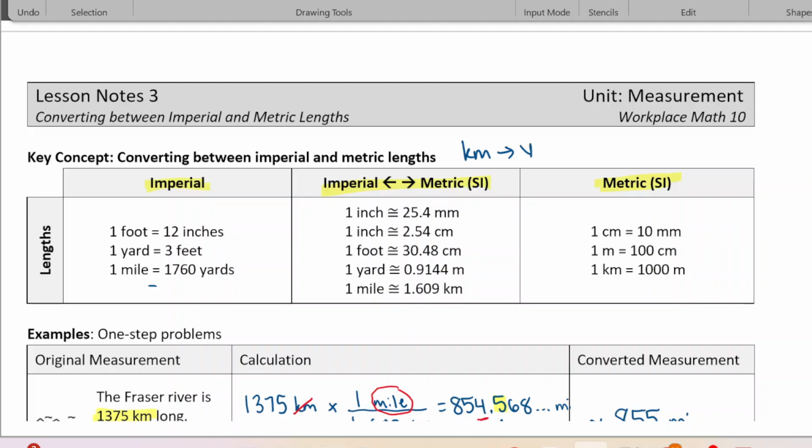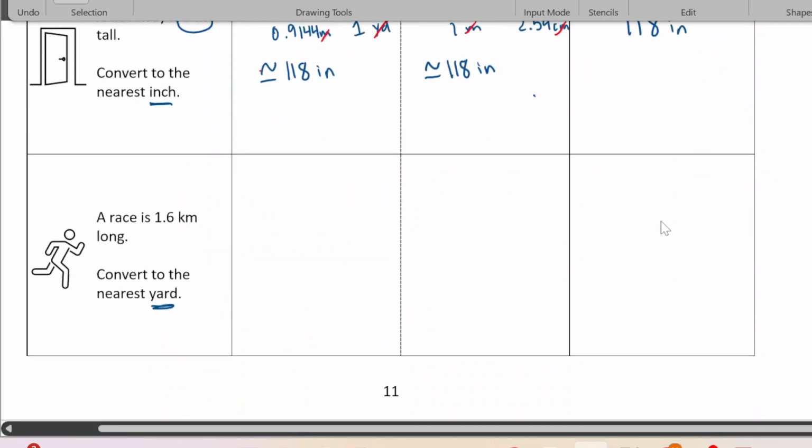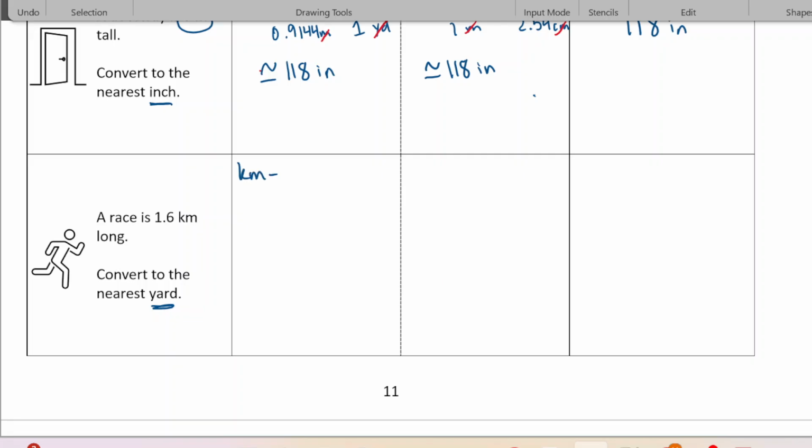Kilometers to yards. So one way to do that, I see here yards, I have meters. So one way to do it first is to convert to meters, then convert your meters into yards. Or you could convert your kilometers into miles and then your miles into yards. That's another way. Either way, so I'll show both. So the first method is to go kilometers to meters to yards.